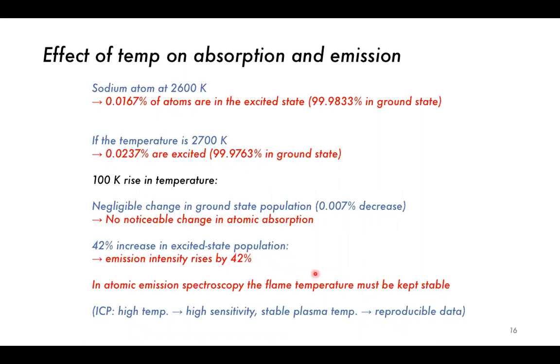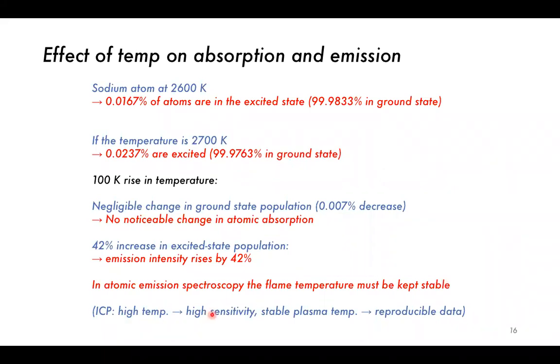So for sodium, very few atoms are actually in the excited state. Almost all of the atoms are in the ground state. And with a 100 Kelvin rise in temperature, there's no noticeable change in the ground state population. So it's okay for atomic absorption. But if we're doing emission, then suddenly we have this massive increase in the excited state population. So in atomic emission spectroscopy, the flame temperature must be kept stable. But for atomic absorption, it's really not that important.